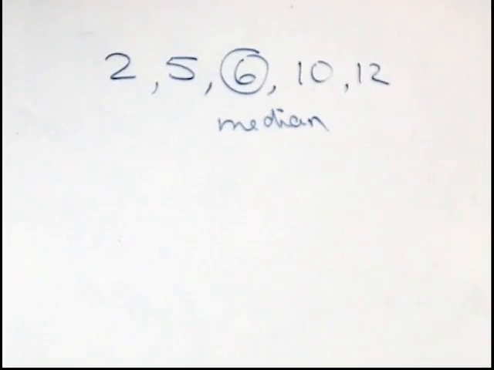What happens if you have an even number of numbers? Take the 2 middle ones and average them. Okay, so it's still the middle.